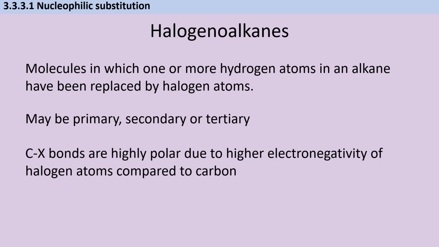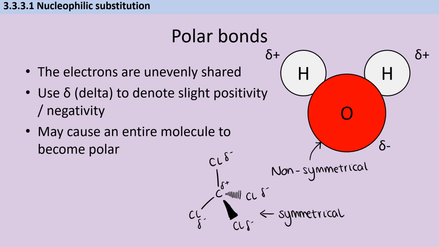In the previous videos in this series, we've met the halogenoalkanes or haloalkanes, and these are molecules in which one or more of the hydrogens in an alkane has been replaced by an atom from group 7. We've also described how these halogenoalkanes can be primary, secondary or tertiary, depending on the location of that substituted atom. And we've also mentioned that the bonds between carbon and those halogens are highly polar due to the higher electronegativity of the halogens.